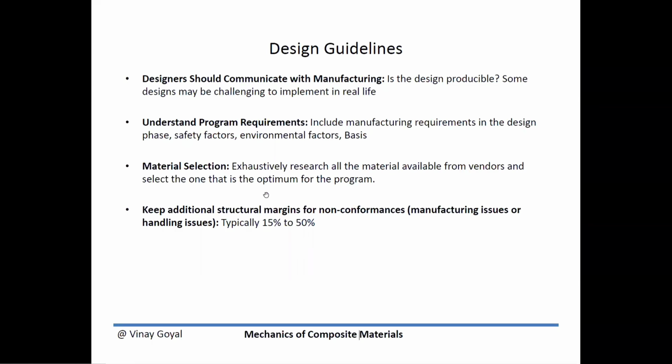Another thing I want to point out is that it's very important to keep some pocket margin, some additional margin in your pocket. That's why it's called pocket margin, for non-conformances. You're going to have manufacturing issues, handling issues. So typically keep some margin, 15%. Some people even keep 50%. I'm not saying go to that extreme, but again, 15% additional margin can impact the weight. So severity penalizes that, but it can also help you with handling manufacturing issues.